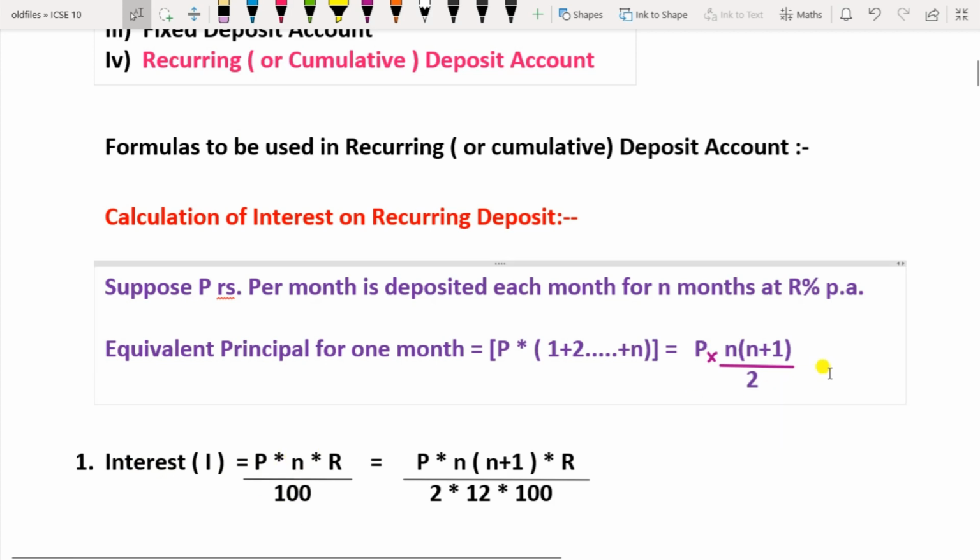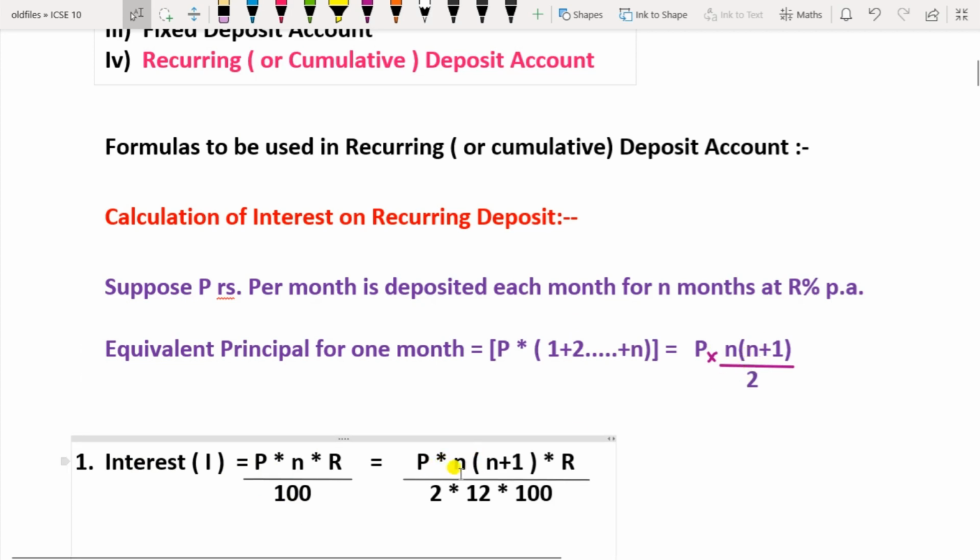But in place of n, as this is a series, you have to substitute the value of n as n into n plus 1 upon 2. And since the time period is in months, to convert into years you have to divide by 12, and multiply by 100. So this is the formula to find the interest of the recurring deposit account.